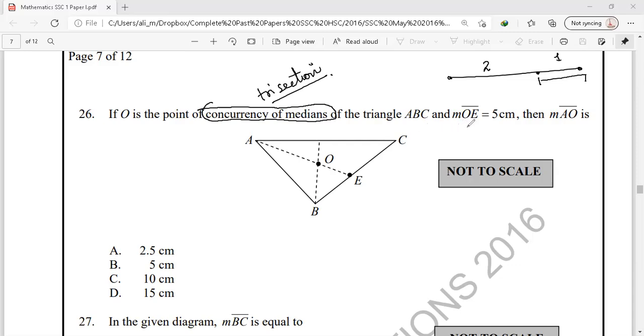So in this question, we have OE equal to 5. The shorter part is 5, and we have to find OA, that is the longer part. As I have explained, this point is the point of trisection. This means that one part will be equal to 5, so the other would be equal to double of that, that is 10. So the correct answer we have is option C, 10 centimeters.